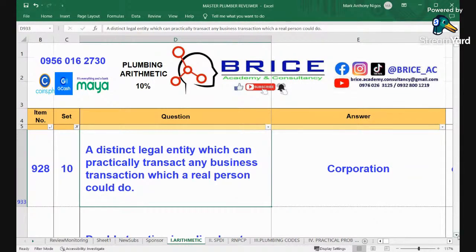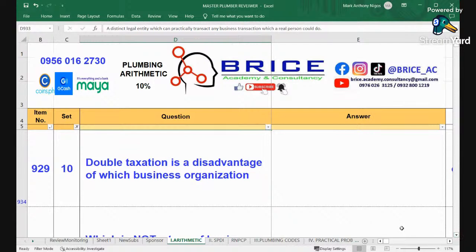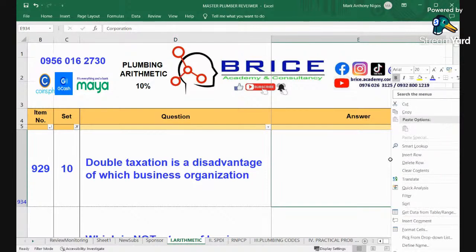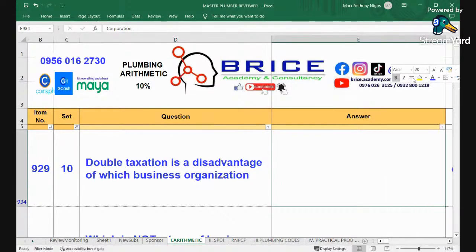929. Double taxation is a disadvantage of which business organization? The answer is corporation. Double taxation is a disadvantage of which business organization? The answer is corporation.